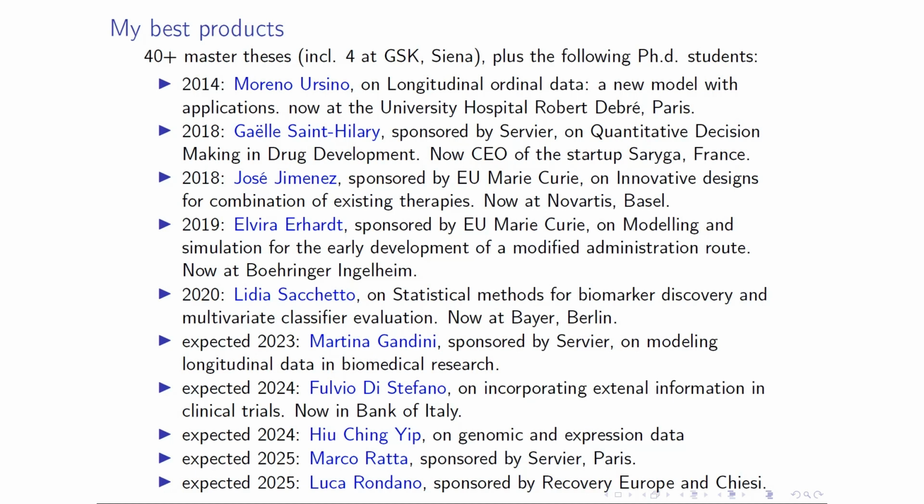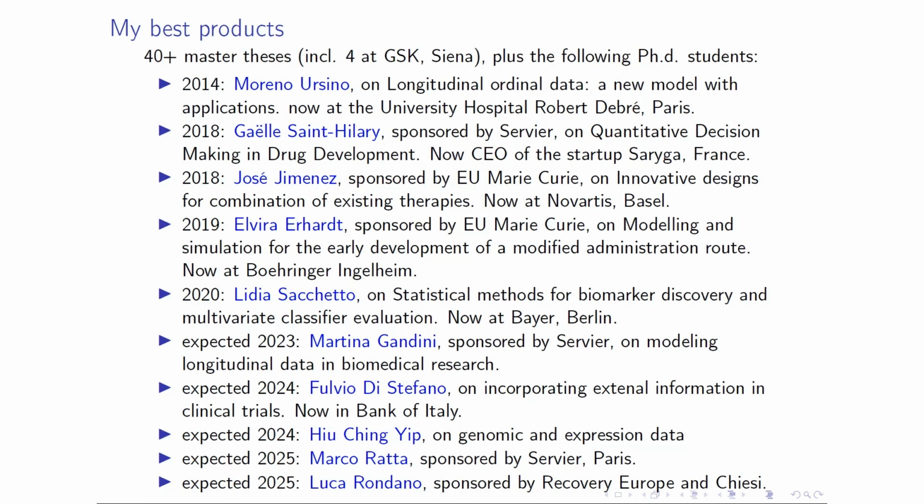Jose is at Novartis, big pharma, doing standard clinical trials in Basel. Elvira is at Boehringer Ingelheim. Lydia is at Bayer Berlin. So I'm very, very proud of all these people. And Martina is finishing. Oh, sorry, not Martina Gannis, Martina Amongeva. She's not sponsored by Servier, she's sponsored by GSK, as I mentioned before. I mentioned Martina before, using my vaccine efficacy. I wrote these slides very quickly last night when I was on a train.